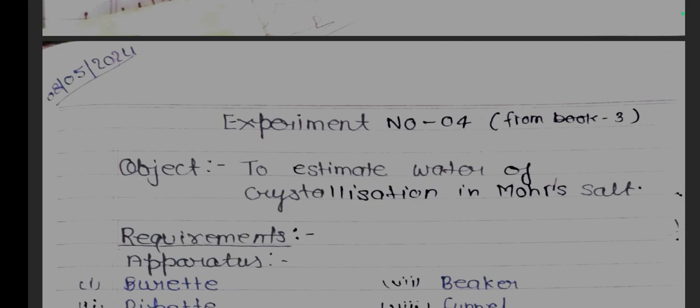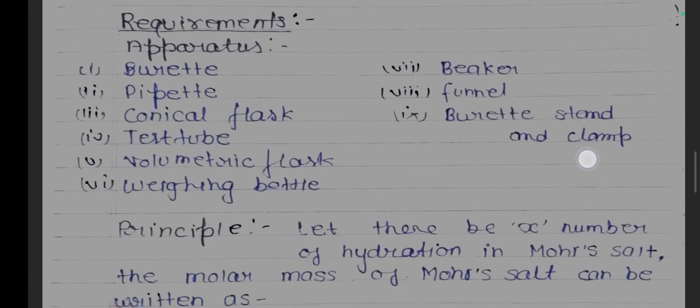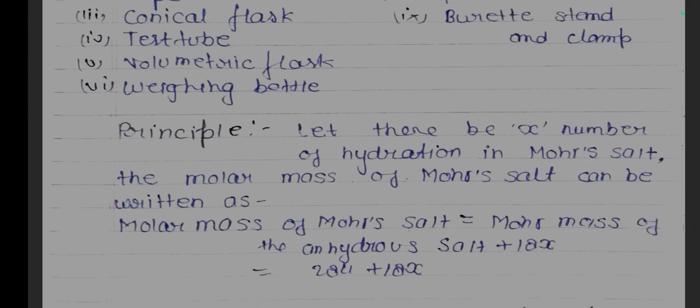In this experiment you have to solve for the Mohr salt, which is also called ferrous ammonium sulfate. Principle: let there be x number of water molecules of hydration in the Mohr salt. Mohr salt is a salt, and in this salt hydration is also present.